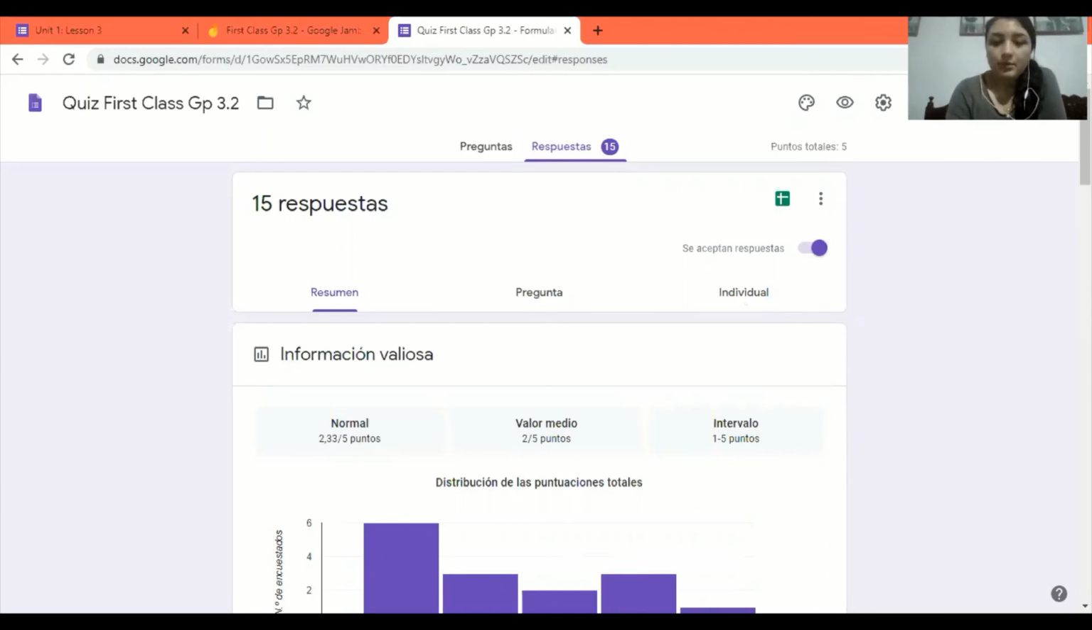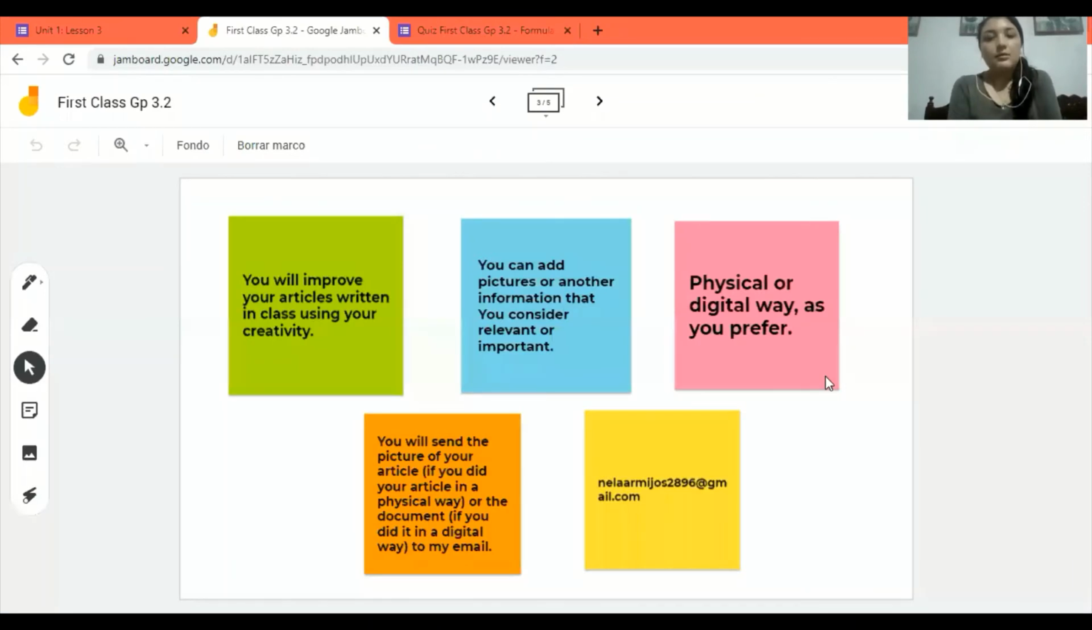Okay, I will check it later. So let's move to the homework. It is very simple because you did half of it in class. You have to follow this instruction: you have to improve the articles you wrote in class, using your creativity. You have to add pictures or other information that you consider relevant and important.